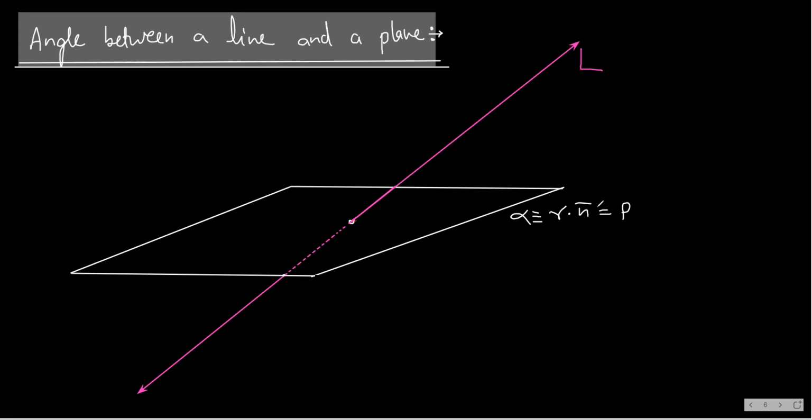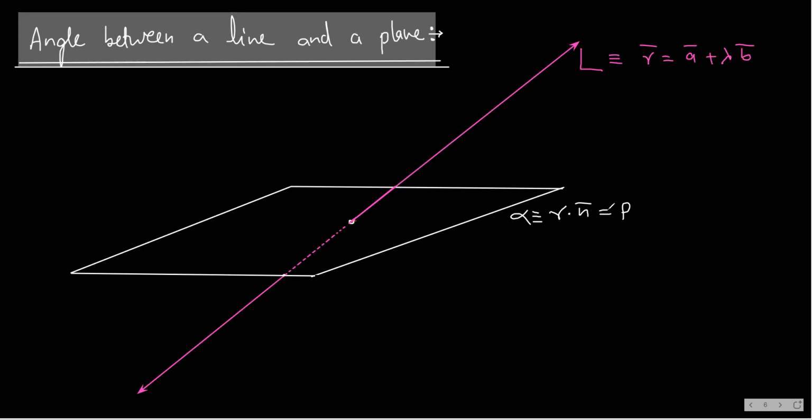Okay. And then I have another line, line L. And what is the equation of a line? It is R bar equals to A bar plus lambda B bar, right? R bar is A bar plus lambda B bar. Now, when I say R bar dot n bar equals to P, let us talk about the plane first.